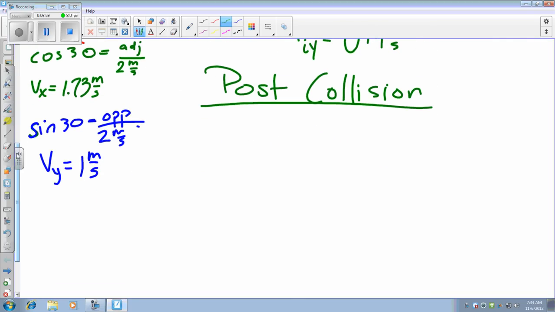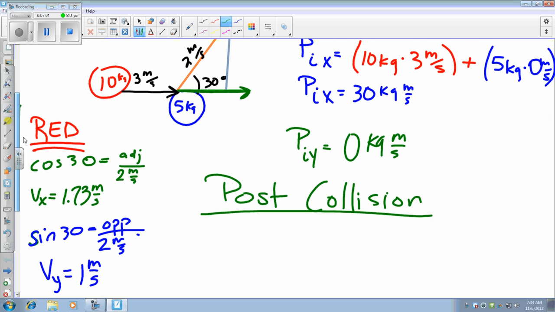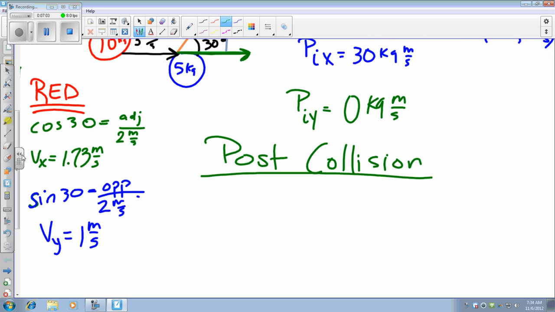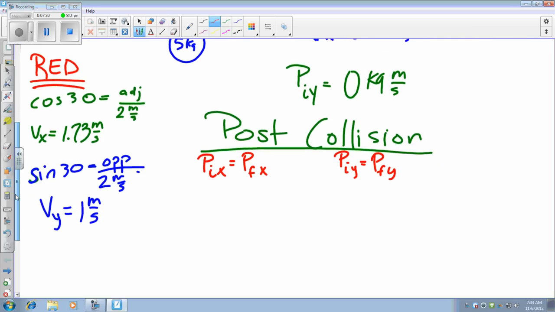Post-collision. So the momentum in the x, let's do that one first. We know that momentum initial in the x is going to be equal to momentum final in the x. The same thing also goes for momentum initial in the y has to be equal to momentum final in the y. Conservation of momentum dictates and really rules this situation as long as there are no outside forces. And in this situation, we're assuming no outside forces.